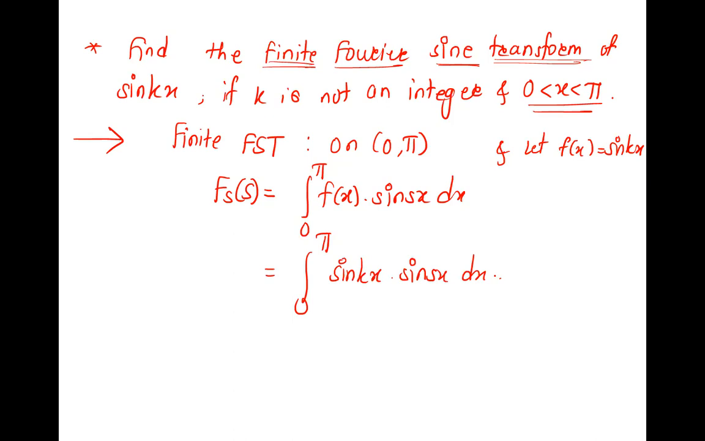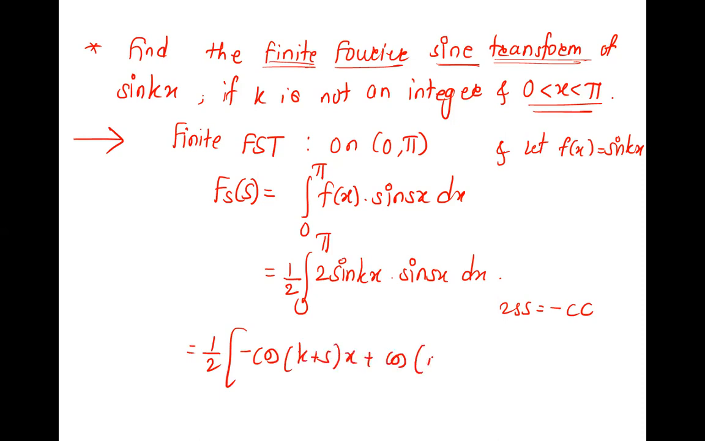And we know how to solve. We need sin A sin B. We need 2 sin A sin B, which is cos(A minus B) minus cos(A plus B). That is 1/2 times minus cos(k plus s)x plus cos(k minus s)x.